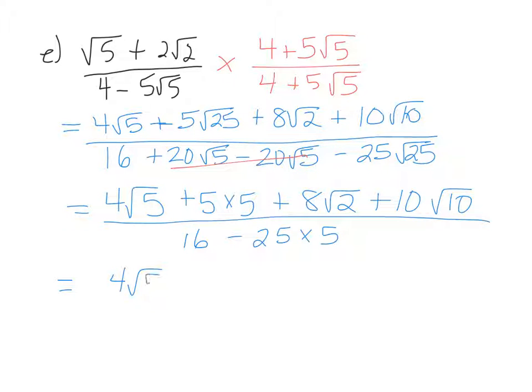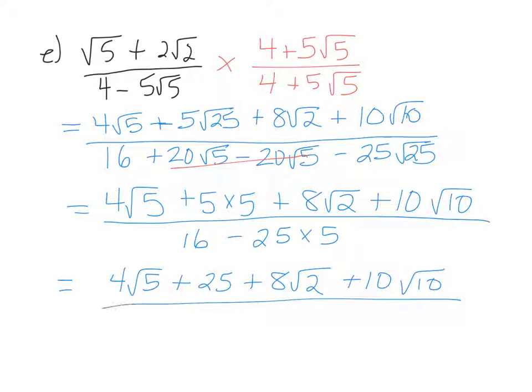So 4 root 5 plus 25 plus 8 root 2 plus 10 root 10 over 16 minus 25 times 5, 16 minus 125, right? Negative 109. And I'm out of space, so I'm actually just going to leave my answer like that with the negative in the denominator this time. Like I said, it's good to switch it, but it's not necessary.